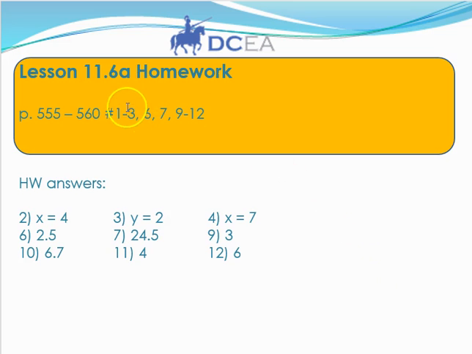Your homework is numbers 1 through 3, 6, 7, 9 through 12, and I've given you the answer starting with number 2. When you go to solve, you have to show me your steps, and your answer should be the same. If you have difficulty, contact me. Number 1 I didn't do because number 1 is actually having you restate our theorems.